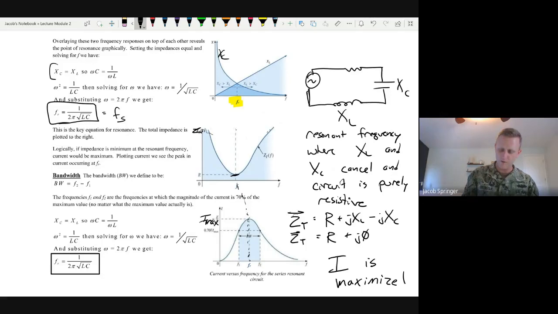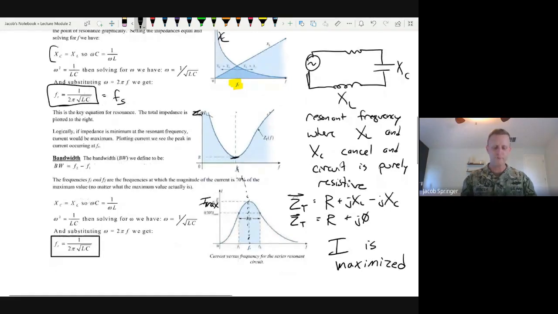So if we think about that, if I'm stuck somewhere with a radio and I need to call back to headquarters and I want to achieve the maximum signal that I possibly can in order to communicate my very important message, then perhaps I shift my radio to the resonant frequency based off my circuit components, and now the I is maximized, and so that signal is maximized.